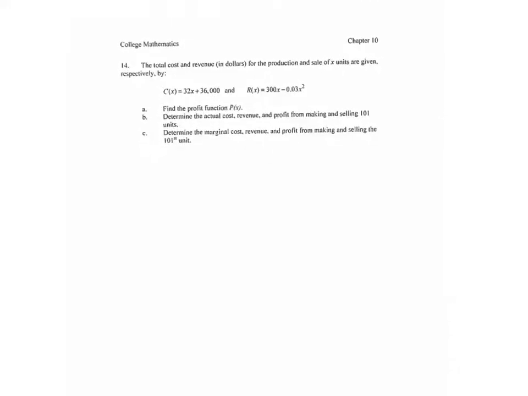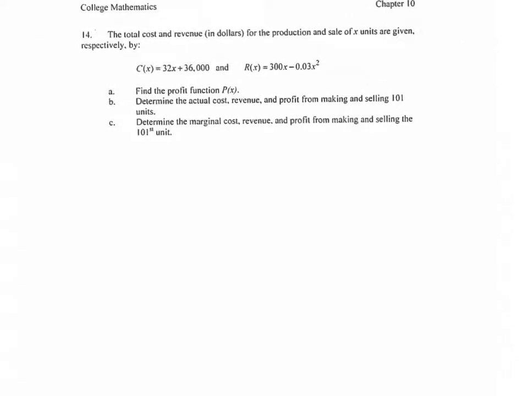So the total cost and revenue in dollars for the production and sales of x units are given respectively by these two functions. So we've got a cost equation, we've got a revenue equation. So let's talk profit for a minute, because that's sort of the bottom line. We want to know if we're going to be profitable. Can you find the profit function? And everybody says yes. By doing what?